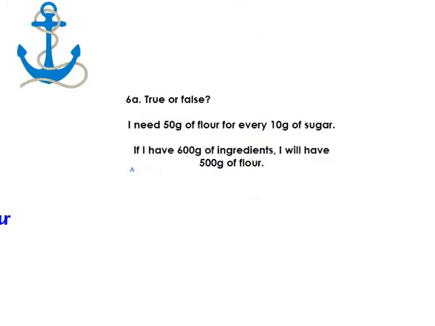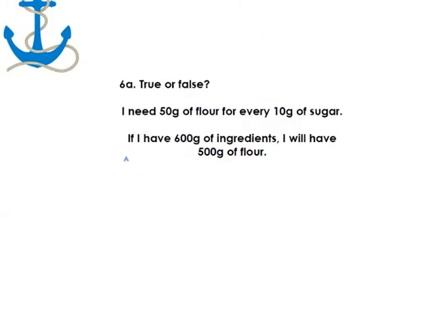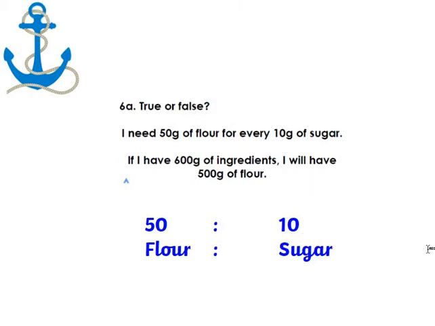So our first anchor question is true or false? I need 50 grams of flour for every 10 grams of sugar. Okay, so that's a statement. So if I have 600 grams of ingredients, I will have 500 grams of flour. So straight away, I'm going to put it into a ratio of 50 grams of flour to 10 grams of sugar. So what do we need to do when we have a ratio?